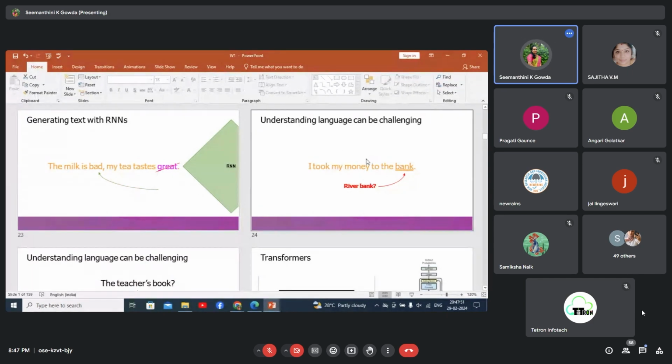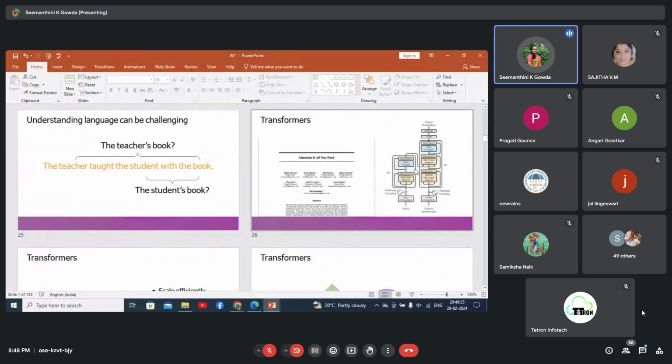Consider the next example. I took my money to the bank. I took my money to the bank. In the sense, this is the river bank it is talking about, not the financial bank. Here also, the RNN is making a mistake in the generation of the task or the generation of the text. Why is RNN making a mistake? Even though we say deep learning is a very important specialized technology which helps us in solving a large number of tasks, even though we say deep learning plays a very important role in the generation of text or with the usage of an LLM, we are not able to predict the output using the concepts of deep learning.